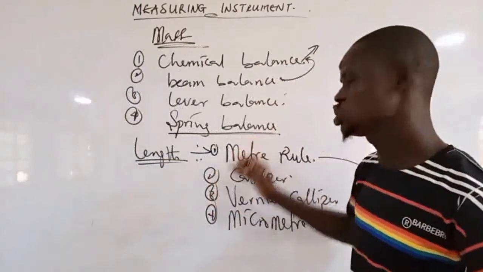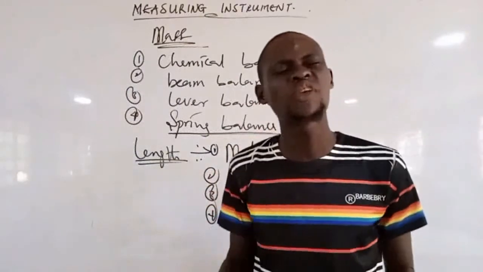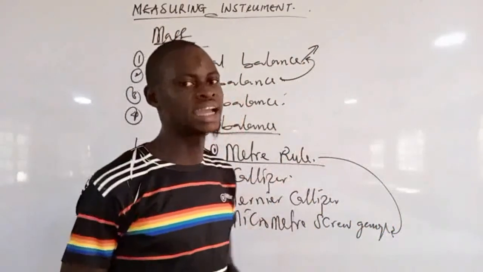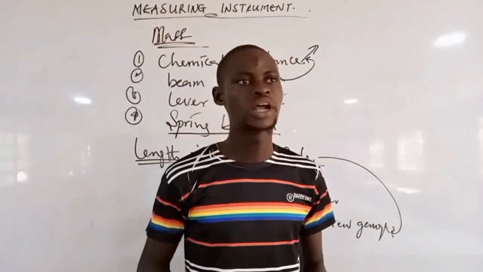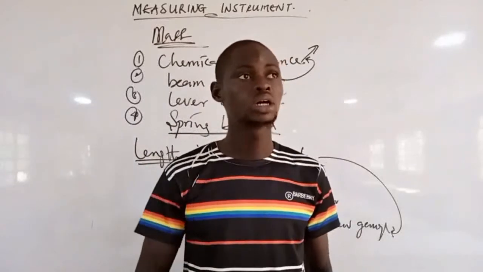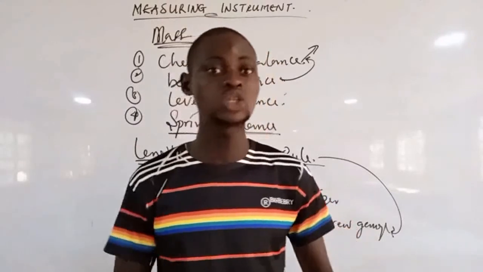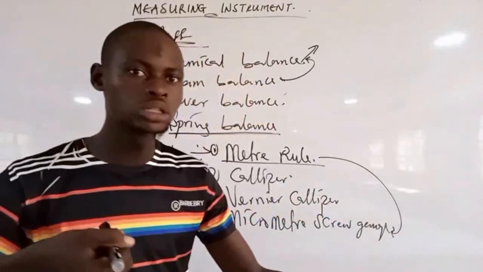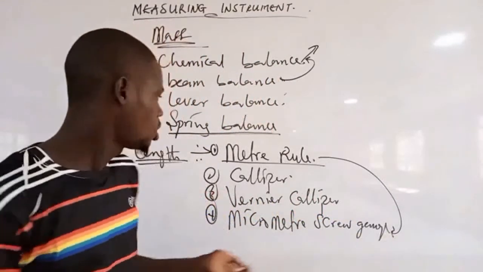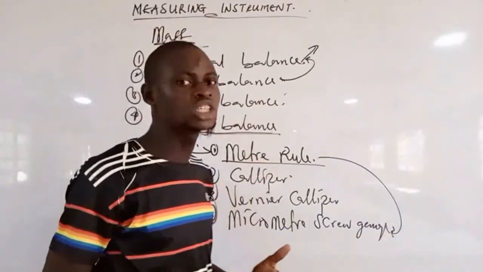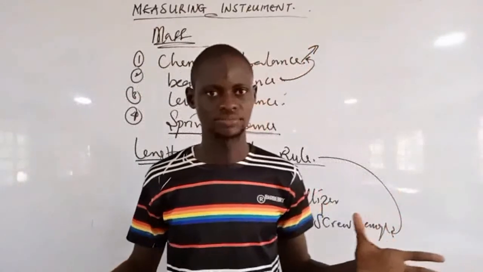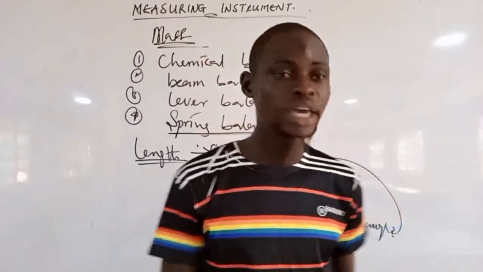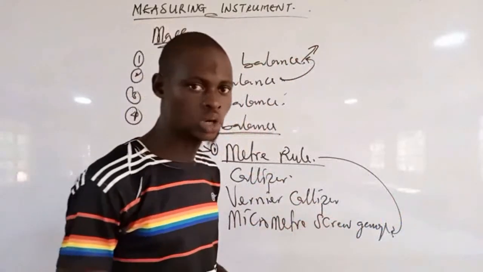But each of these instruments can be used to measure different kinds of length. For example, the meter rule and all its kinds. When we say kinds of meter rule, we're referring to the tape rule and the surveying rule that is normally used to measure land, together with our normal long meter rule. So, the meter rule can be used to measure large lengths, for example, the distance of a building or the length of a table.